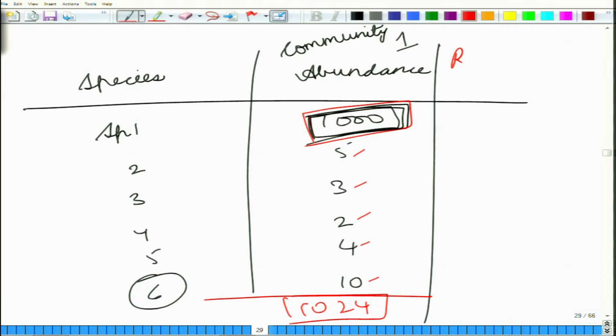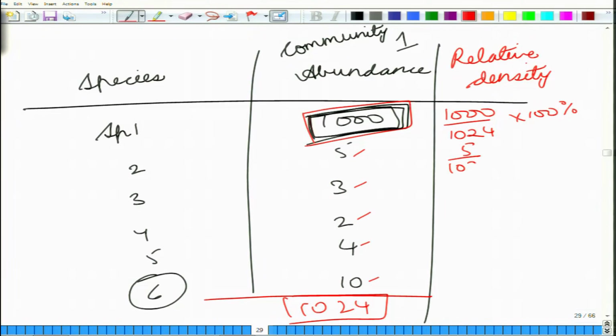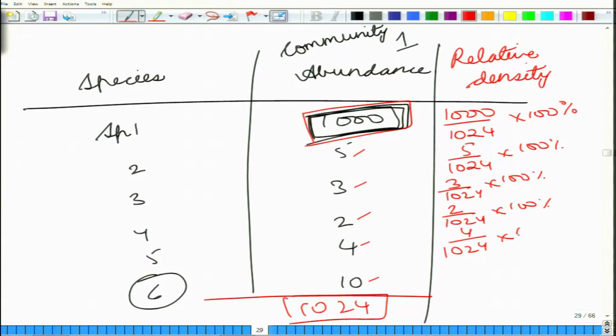Now, the relative density of a species 1 will be given by 1000 divided by 1024 into 100%. Relative density of species 2 will be given by 5 divided by 1024 into 100%. Here you have 3 divided by 1024 into 100%, 2 divided by 1024 into 100%, 4 divided by 1024 into 100%, and 10 divided by 1024 into 100%.